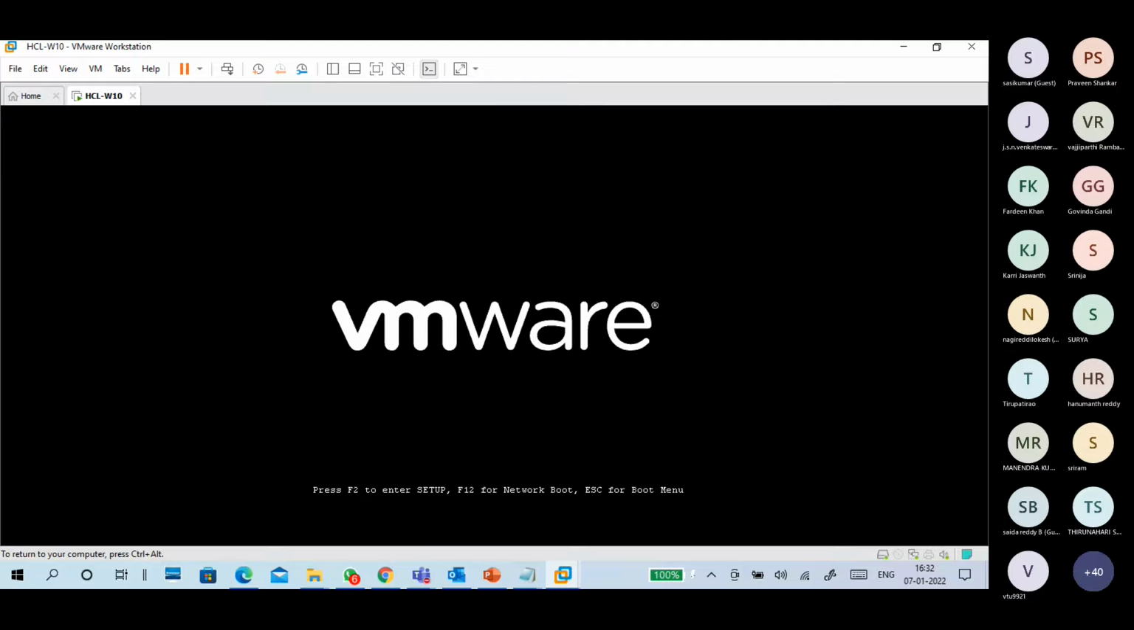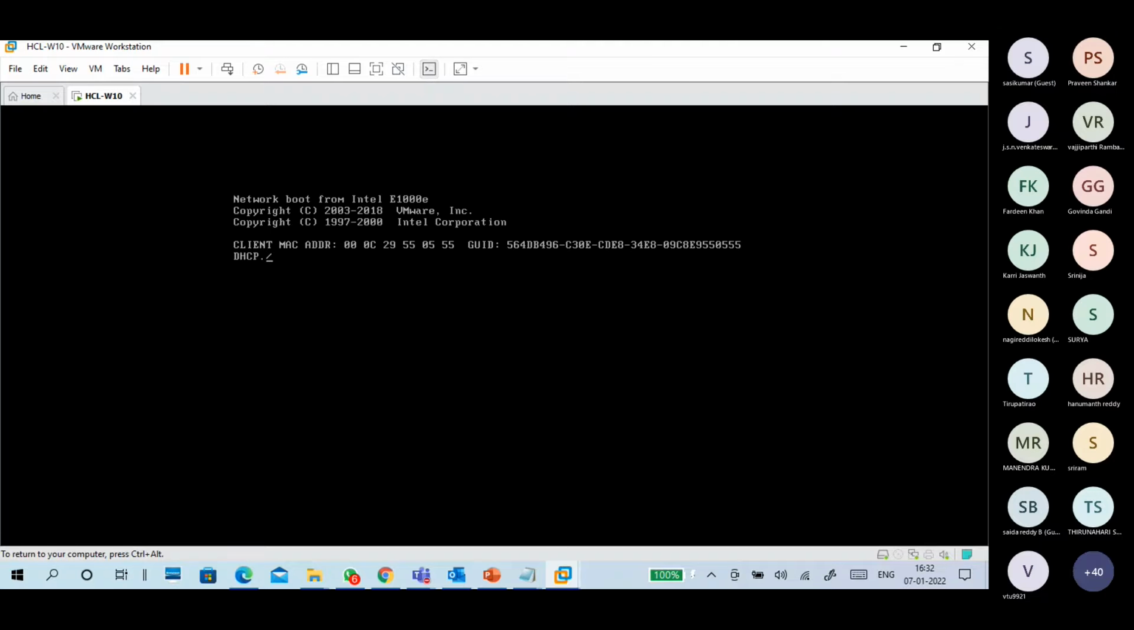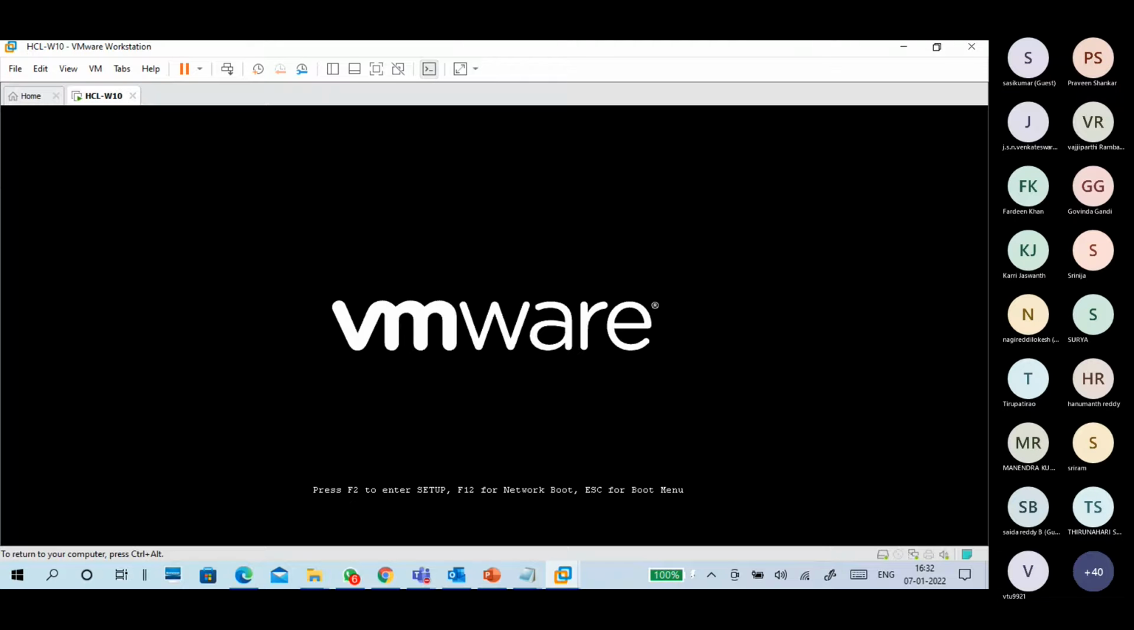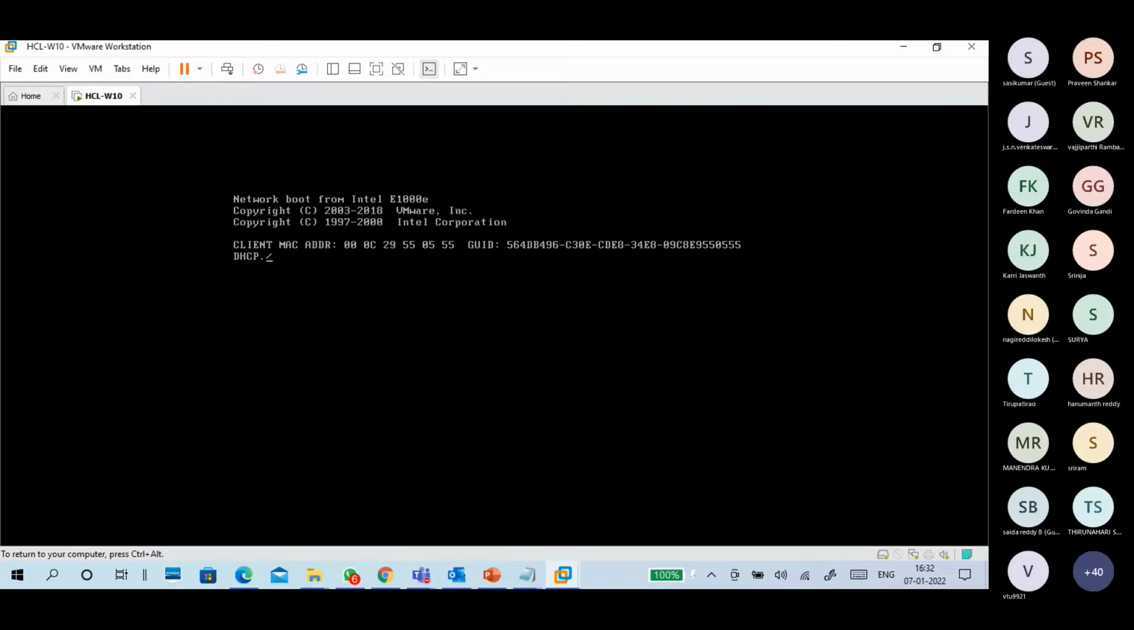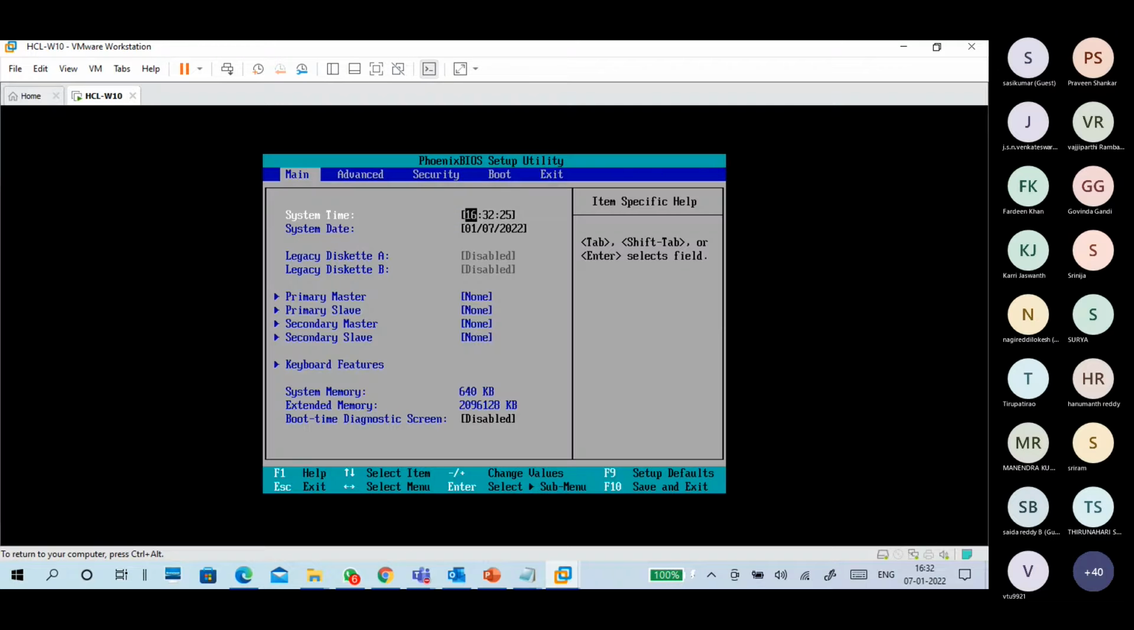Understand, guys? So I want to go to BIOS. My system is telling how to go to BIOS by pressing F2. By booting, I press the F2 button. Now this is my BIOS screen. This BIOS is by Phoenix.